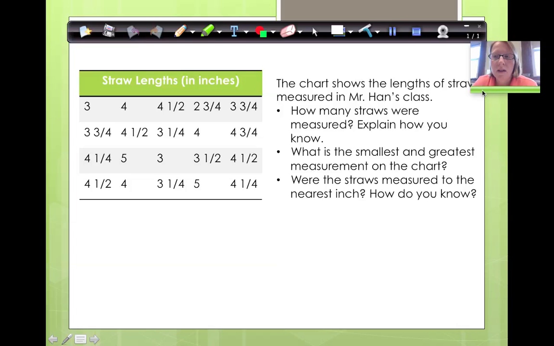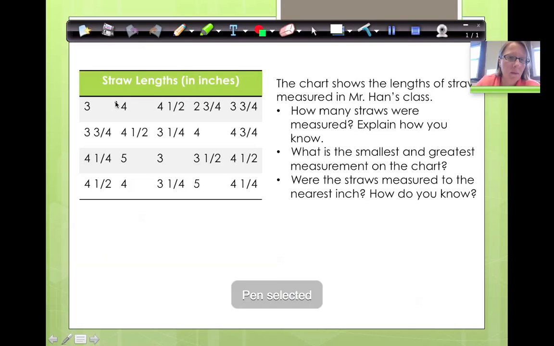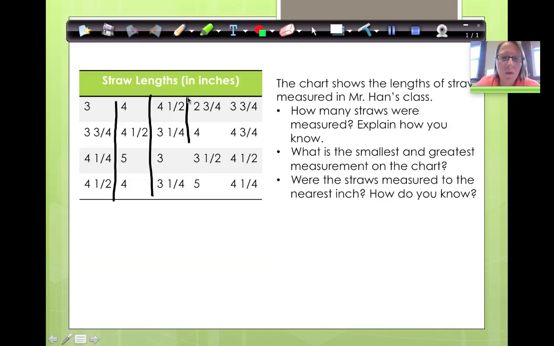The chart shows the lengths of straws measured in Mr. Hahn's class. How many straws were measured? Well, each one of these is a part of a table. What you can't see very well are these lines coming down. But you can see it on your template. It's just the way that this particular thing showed up.